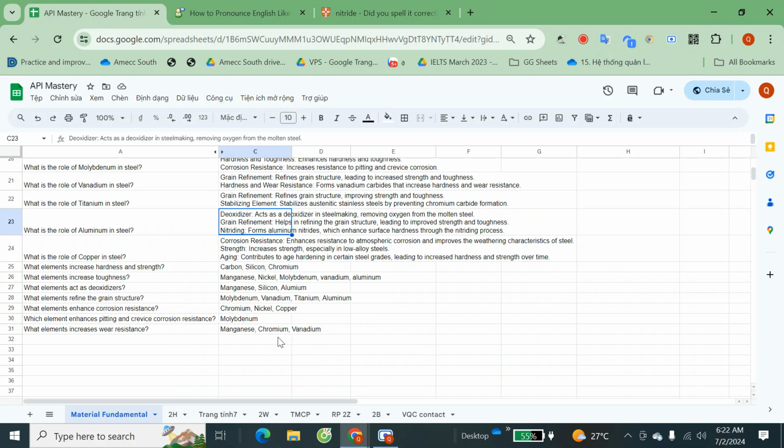What elements refine the grain structure? Molybdenum, vanadium, titanium, aluminum. What elements enhance corrosion resistance? Chromium, nickel, copper. Which element enhances pitting and crevice corrosion resistance? Molybdenum. What elements increase wear resistance? Manganese, chromium, vanadium.